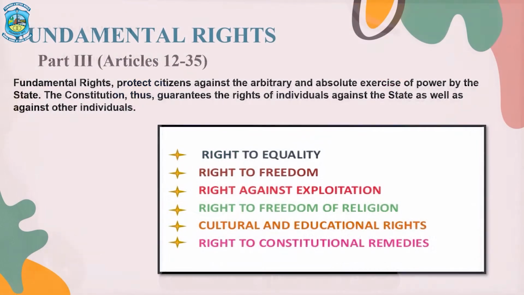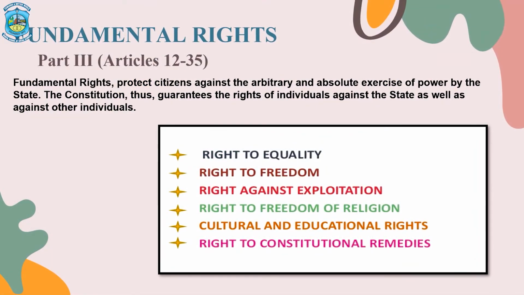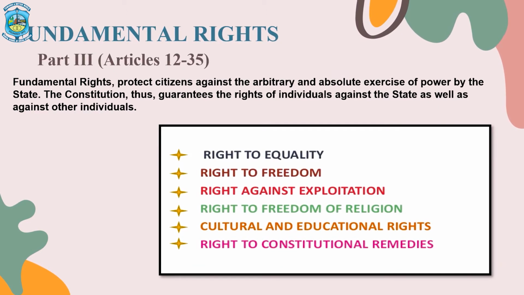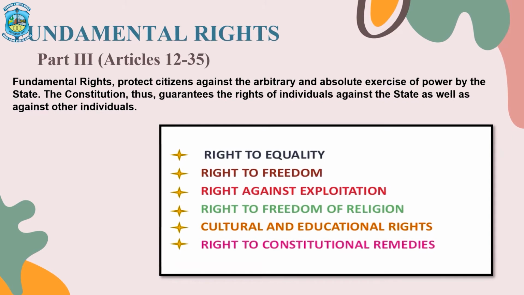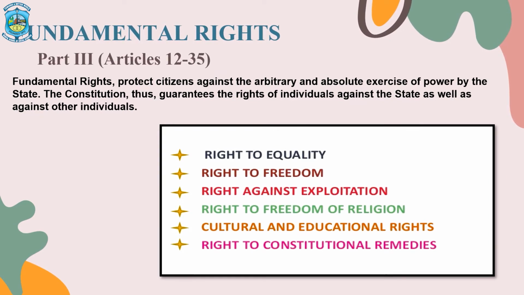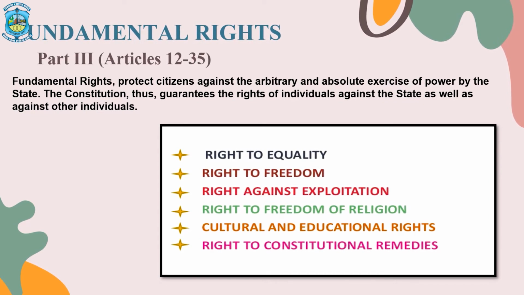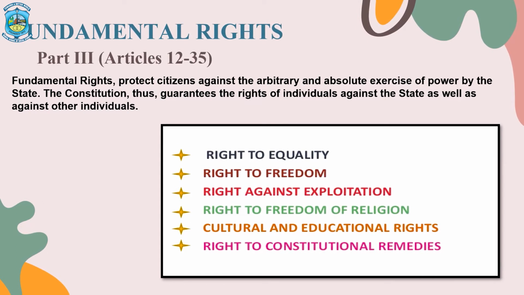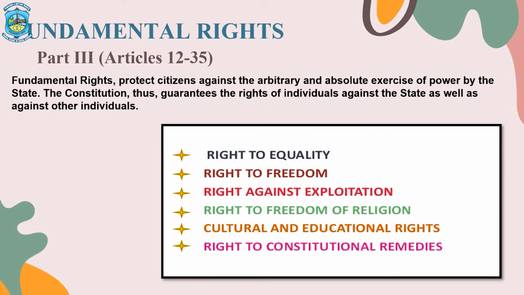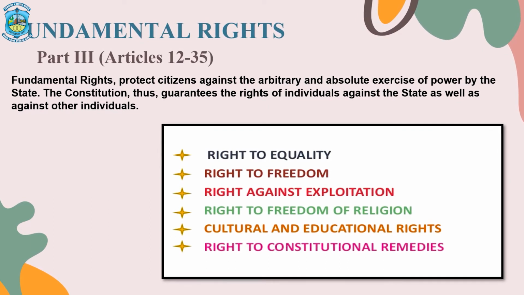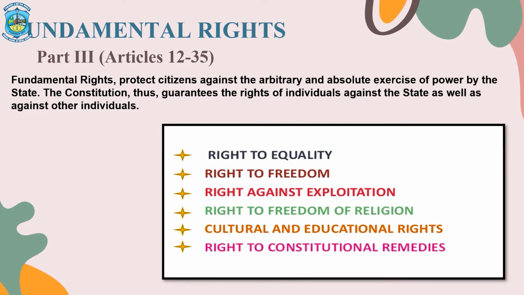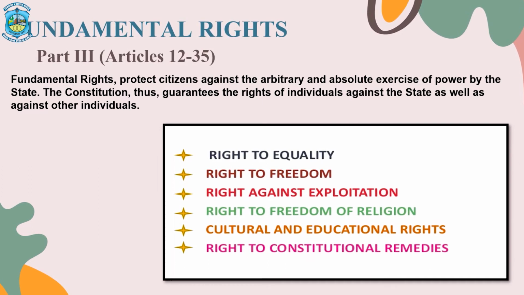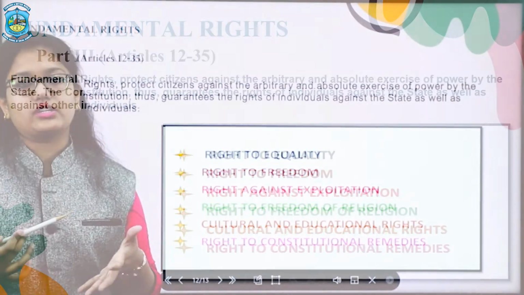Moving on, let's talk about the fundamental rights from Part 3, Articles 12 to 35. Fundamental rights protect citizens against the arbitrary and absolute exercise of power by the state. The constitution guarantees rights of individuals against the state and also against other individuals. Here we have a total of 6 fundamental rights: right to equality, right to freedom, right against exploitation, right to freedom of religion, cultural and educational rights, and also the right to constitutional remedies.